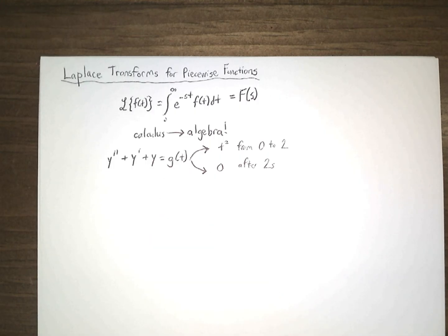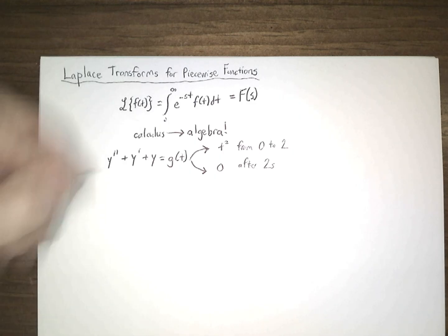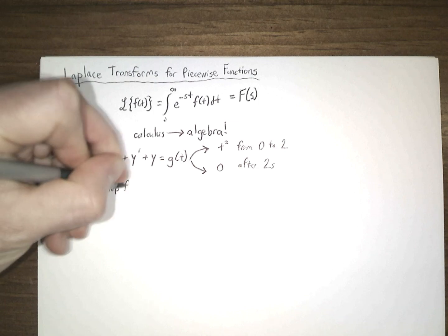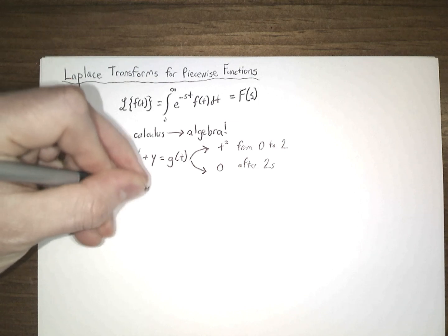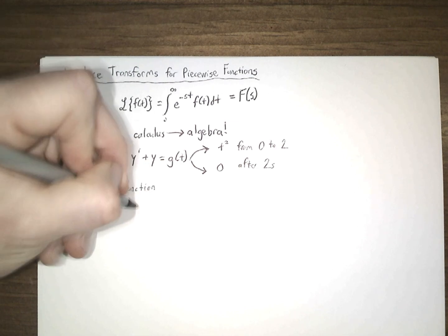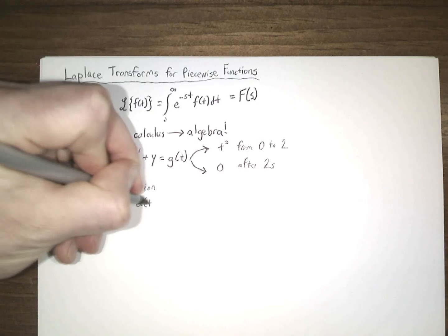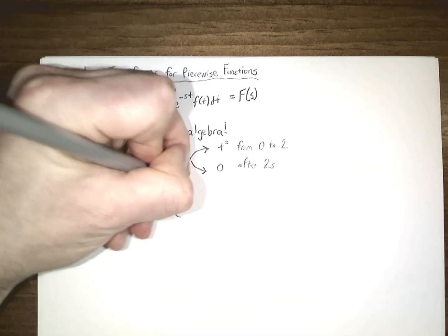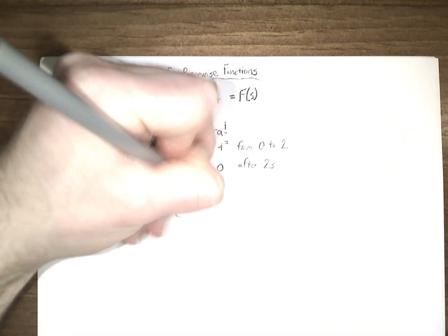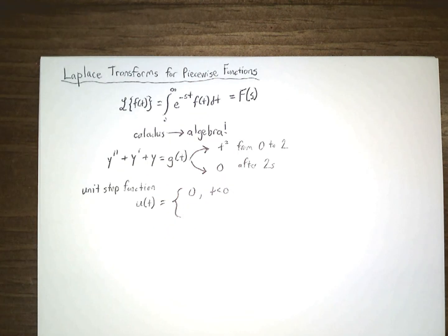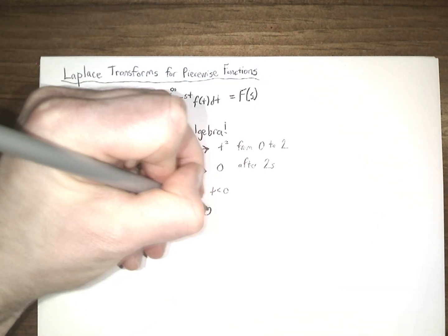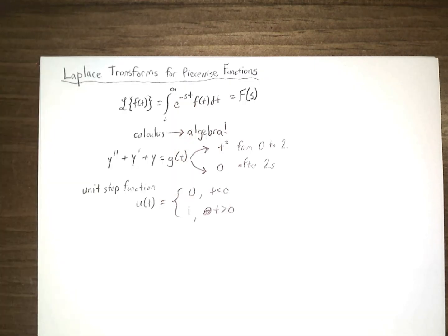The way we do that is based off something called the unit step function, or sometimes called the Heaviside step function. We define it as u of t is equal to 0 when t is less than 0, and it's equal to 1 when t is greater than 0.